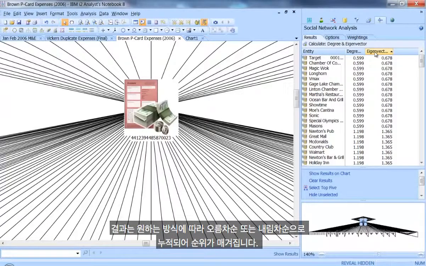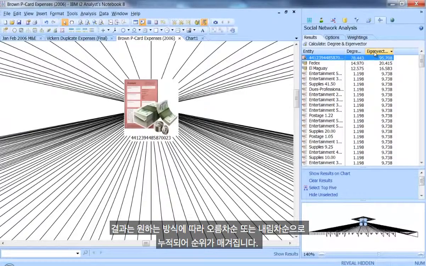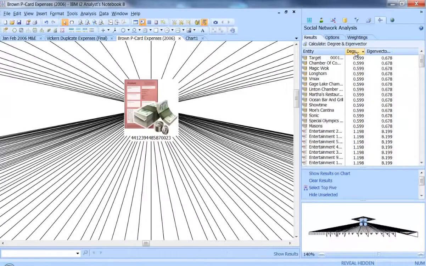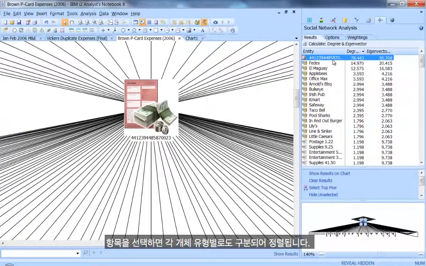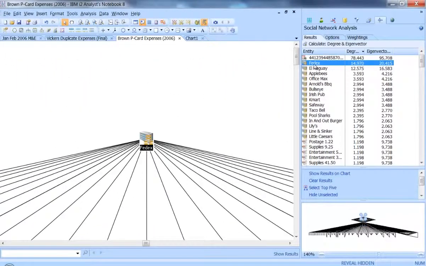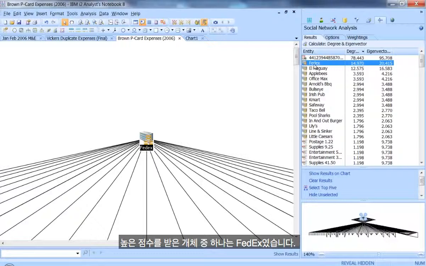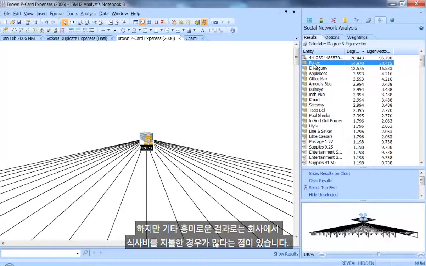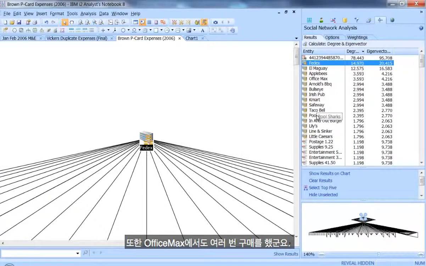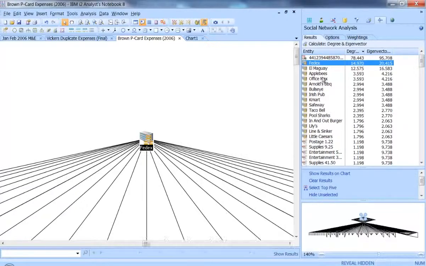The results are stack ranked, either in ascending or descending order, whatever we prefer. And as we select through these, it's also divided up and sorted out by entity type. One entity that received high scores was FedEx. Now, Mr. Brown does frequent FedEx, which is expected based on his job functions. However, some other interesting results are the high number of restaurant meals that the company is paying for, as well as the fact that he has several purchases at Office Max.